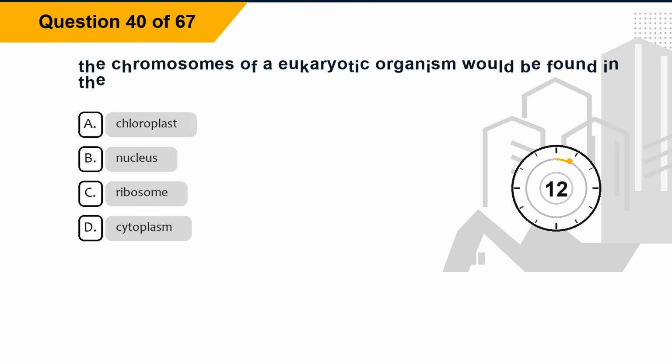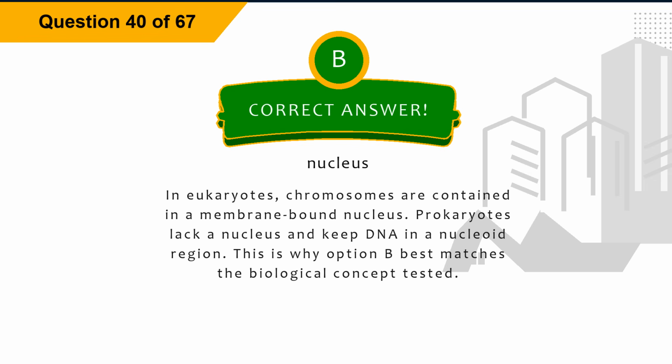Question 40. The chromosomes of a eukaryotic organism would be found in the. Option A. Chloroplast. Option B. Nucleus. Option C. Ribosome. Option D. Cytoplasm. The correct answer is option B. Nucleus. Explanation. In eukaryotes, chromosomes are contained in a membrane-bound nucleus. Prokaryotes lack a nucleus and keep DNA in a nucleoid region.